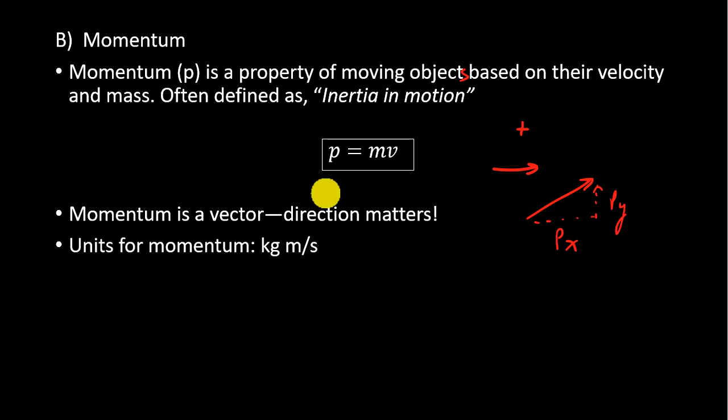Lastly, the unit for momentum has to match the equation. This is mass, so it needs to be kilograms. This is v, which has to be meters per second. So kilograms meters per second. Momentum does not have any special unit, just like a Newton is named for a kilogram meter per second squared. For momentum, it's simply kilograms meters per second.